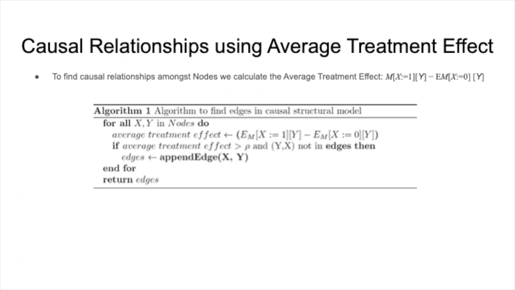Then if the average treatment effect that was calculated is greater than some threshold and the reverse relationship of the nodes is not already in our edges, then we simply append that pair of nodes to our edges.